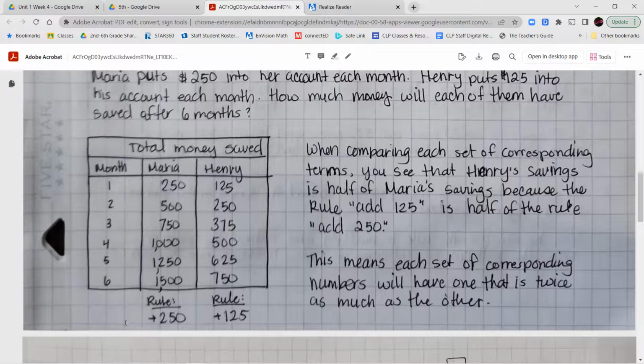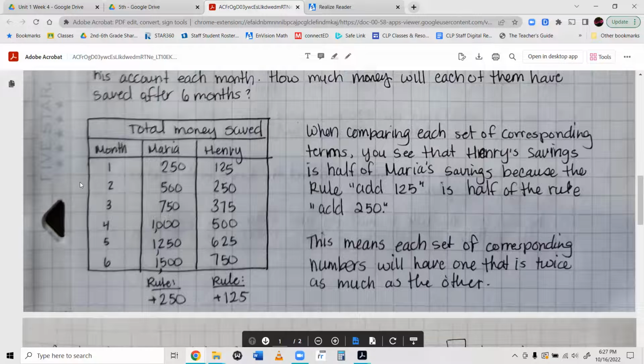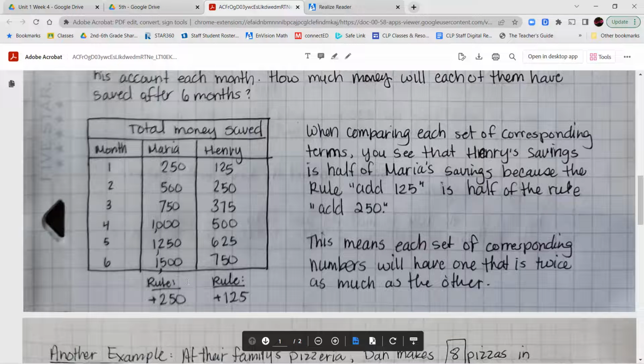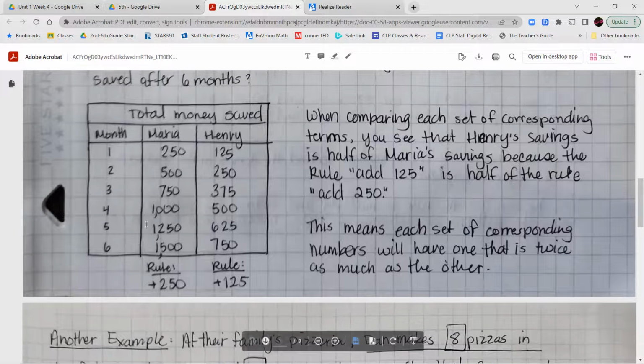So I created a table, and I listed the number of months, and then I put Maria's total and I put Henry's total. So instead of making 2 separate tables, I put them side by side, and I put my rules at the bottom. So for Maria, we're adding 250 each time. For Henry, we're adding 125 each time.